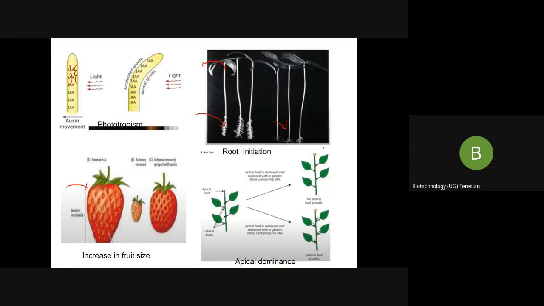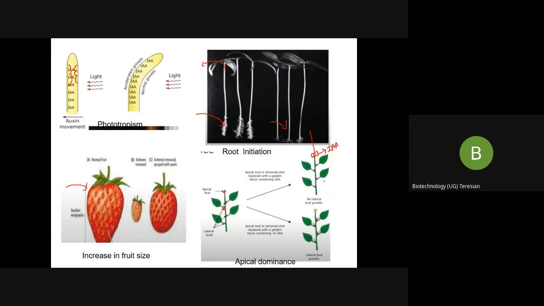And also the apical dominance we mentioned. It is not clearly visible, but this is the apical bud, and these are your lateral buds. Now scientists did an experiment. The apical bud was removed and replaced with a gelatin block containing indole acetic acid. They removed this apical bud and on this they placed a gelatin block. What is this gelatin containing? The gelatin contains indole acetic acid. They observed that only the apical region started growing.